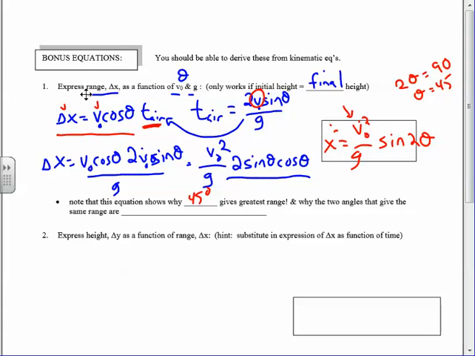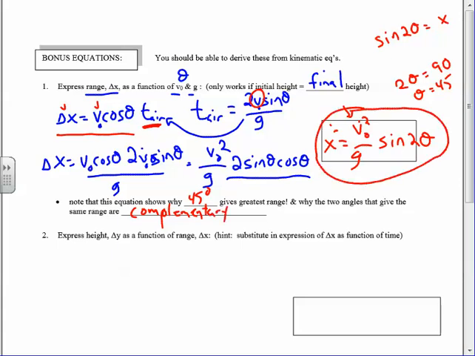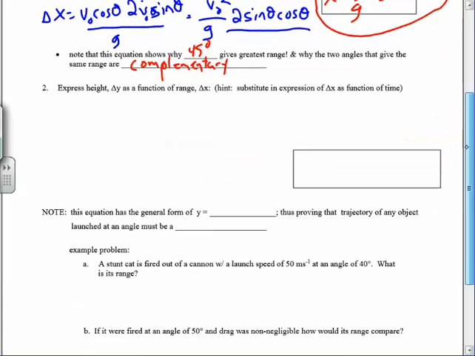And secondly, when I do sine of 2 theta equals some number, let's call it x, there are 2 solutions to that. And both those solutions are complements of each other. I'll leave it to the math people to show why that is, but that is where we see that 2 angles that give the same range are complementary. So this is a really nice equation. Very, very useful. So we can go down here and do a problem.